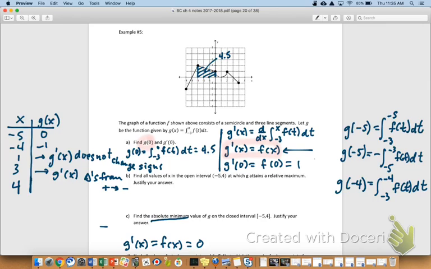And then maybe we do g of 4. I'm going to come up here to do this.